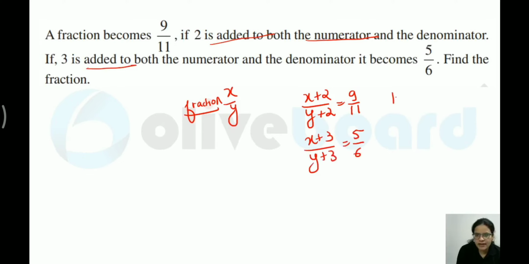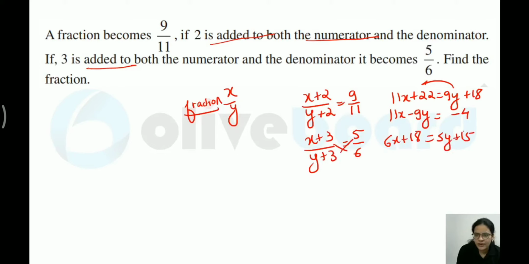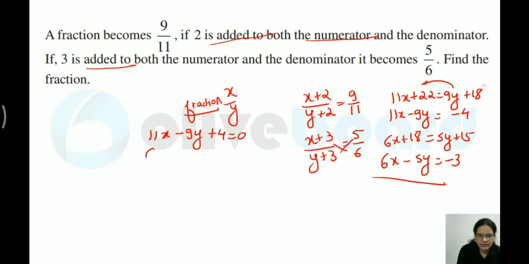Now cross multiply, 11x plus 22 is equal to 9y plus 18. If I take it on one side, 11x minus 9y is equal to minus 4. And what will you write for this? 6x plus 18. Cross multiply, this will be equal to 5y plus 15. Now you can just solve this. 6x minus 5y is equal to minus 3. Now I can write down both of my equations. 11x minus 9y plus 4 is equal to 0. And what is the second one? 6x minus 5y plus 3.